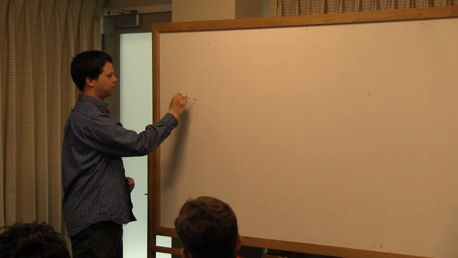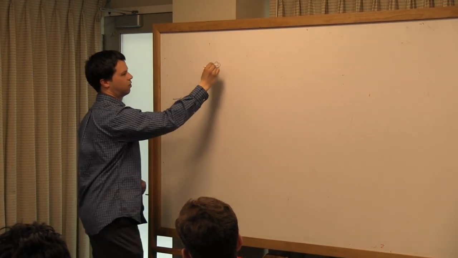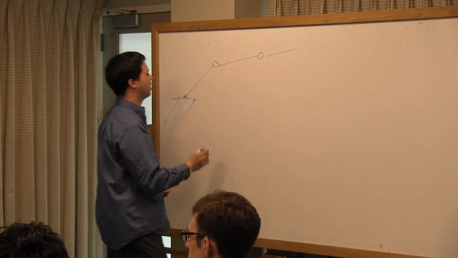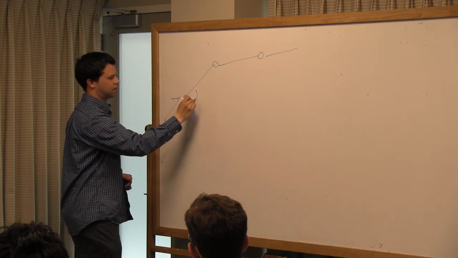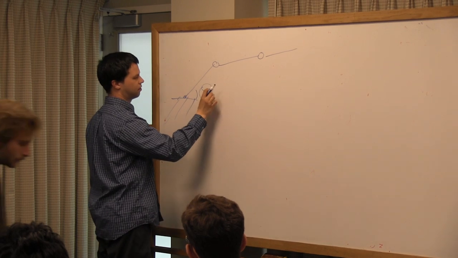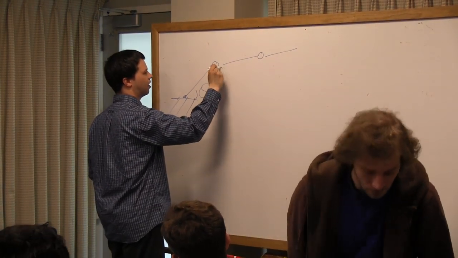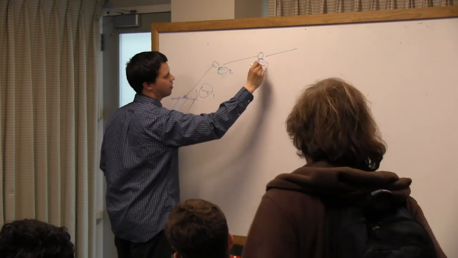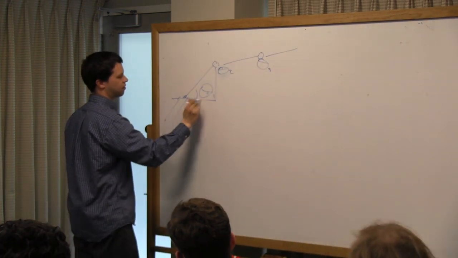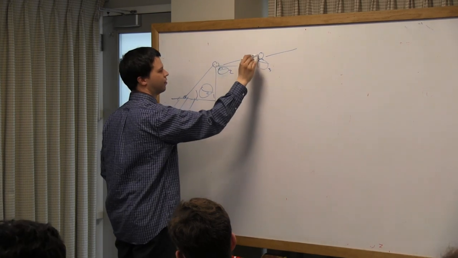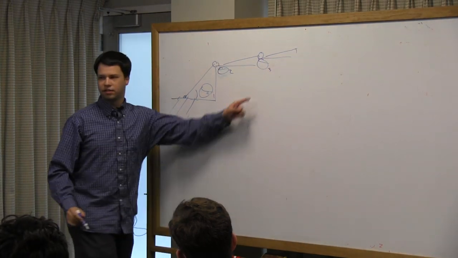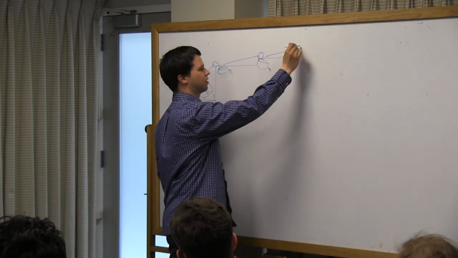So you have one arm to two arms to three arms. The angles, you have theta 1, theta, why am I drawing Q? Theta 2, and theta 3. You can imagine you just do the trigonometry of all these little triangles to get the end effector pose up here.